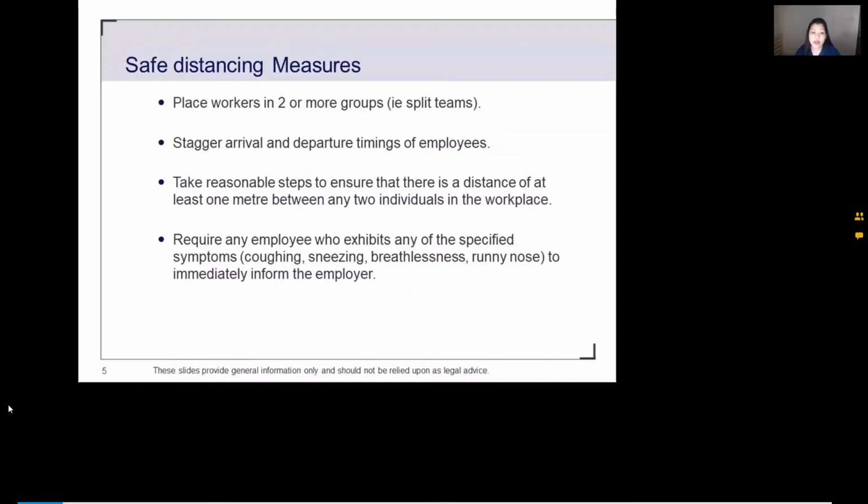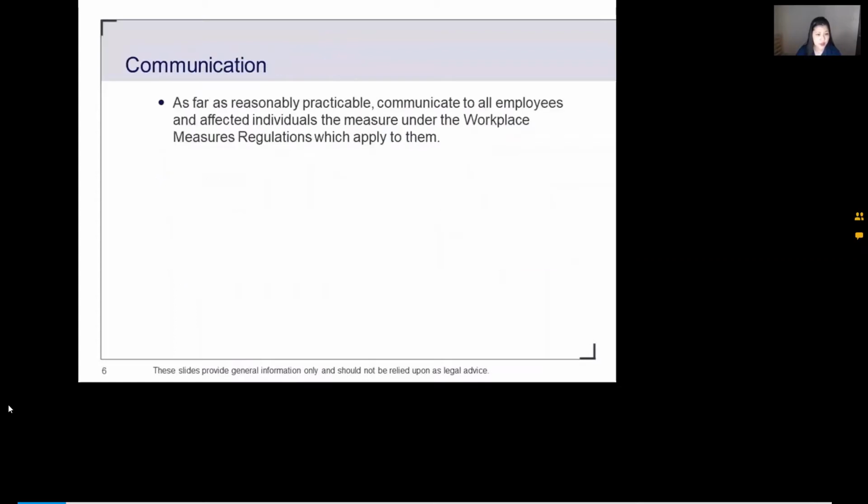You also have to require any employees who show any of the specified symptoms, and when I say specified symptoms, I basically mean coughing, sneezing, restlessness, or runny nose, to immediately inform the employer. Okay, communication. This is also another obligation. Employers should communicate to all employees and other affected individuals on the types of measures implemented which apply to them.